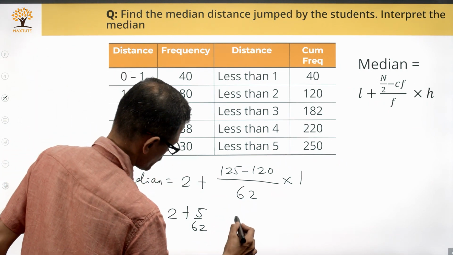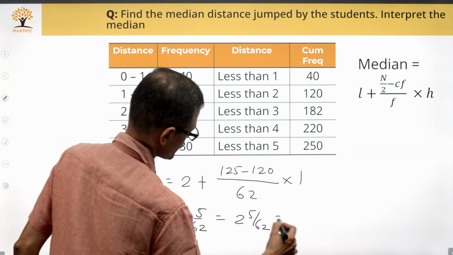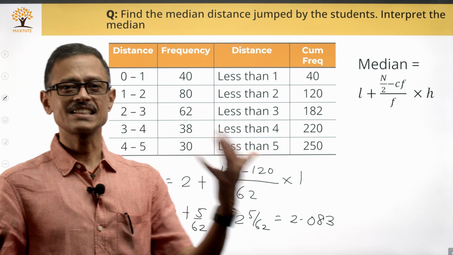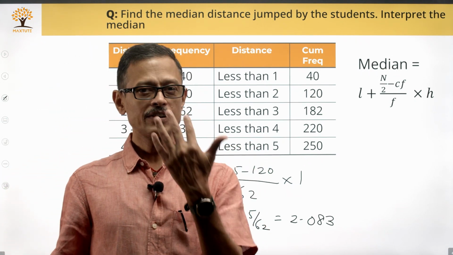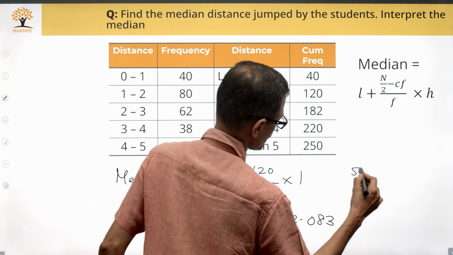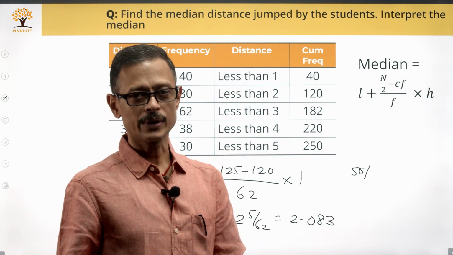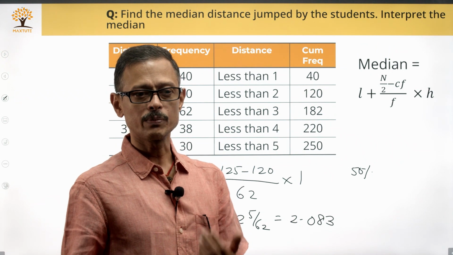So, you can write it as 2 5 by 62, which is also perfectly alright, or you can write it as 2.083. This is the median length jump by the students of this class. Second part of this question, which will get you half a mark, is interpreting the median, which essentially means that 50% of the students have jumped a distance which is less than or equal to 2.083. Half the students have jumped a distance which is less than or equal to 2.083.